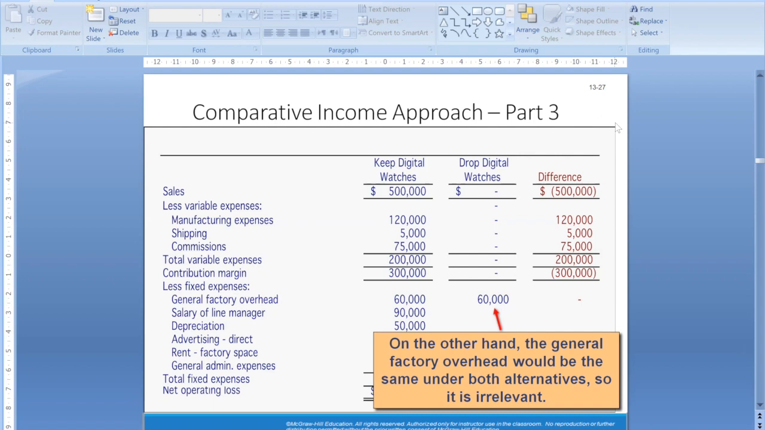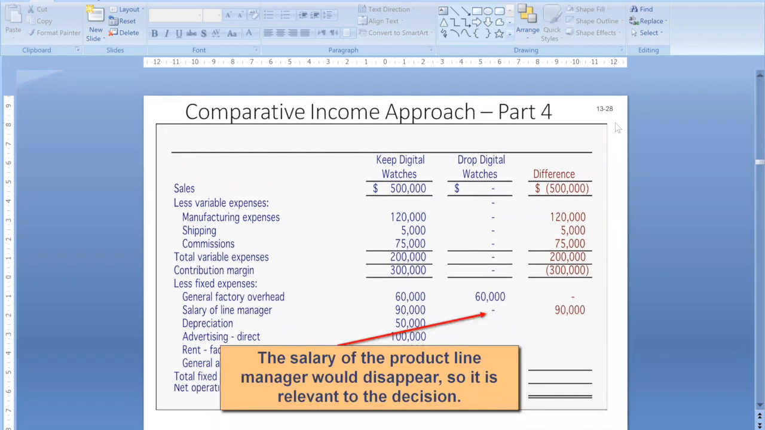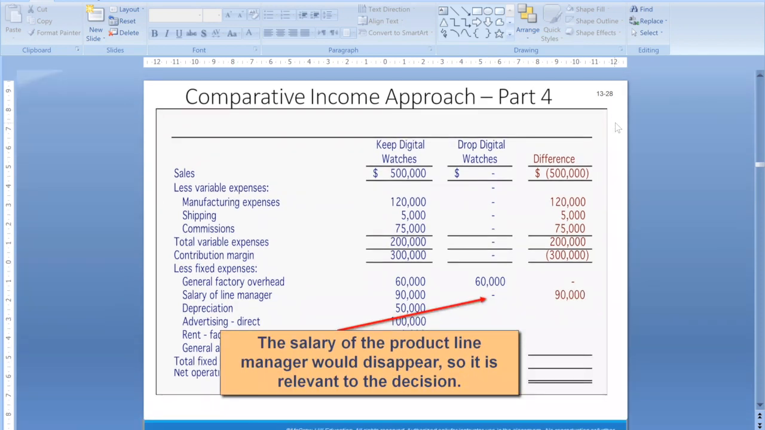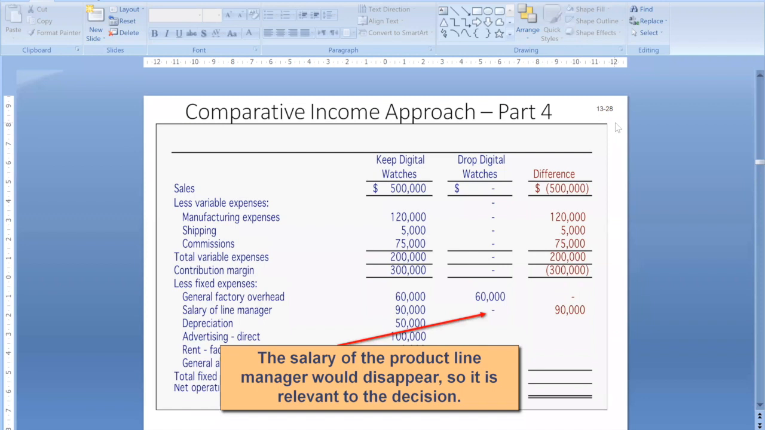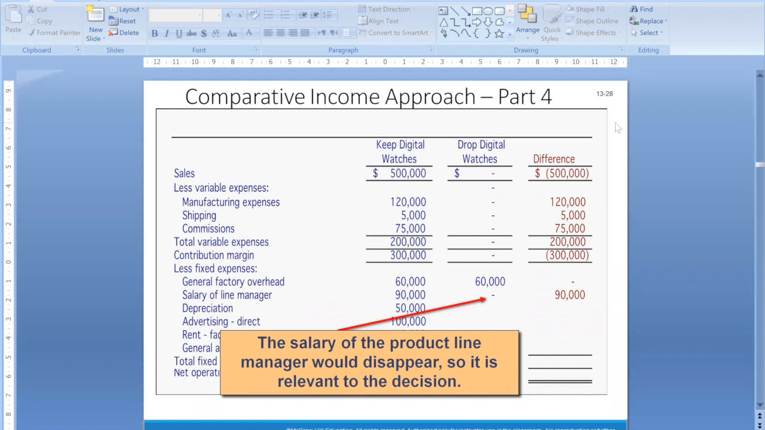Salary of the line manager, we will pay the 90,000 for the current situation, but we are not paying this amount for the second column. The salary of the manager would disappear for the second column, so it is relevant to the decision.